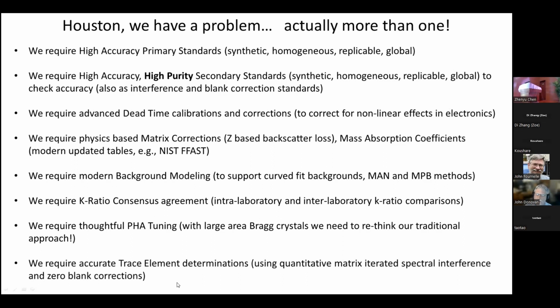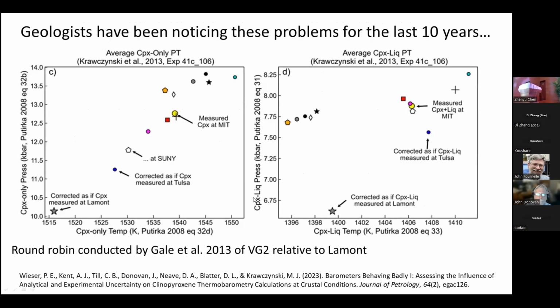And finally, we need to have accurate trace element determinations. We need to correct quantitatively for spectral interference corrections, and we need to apply blank correction if necessary, as I will discuss. So these are the problems I'm going to discuss today.